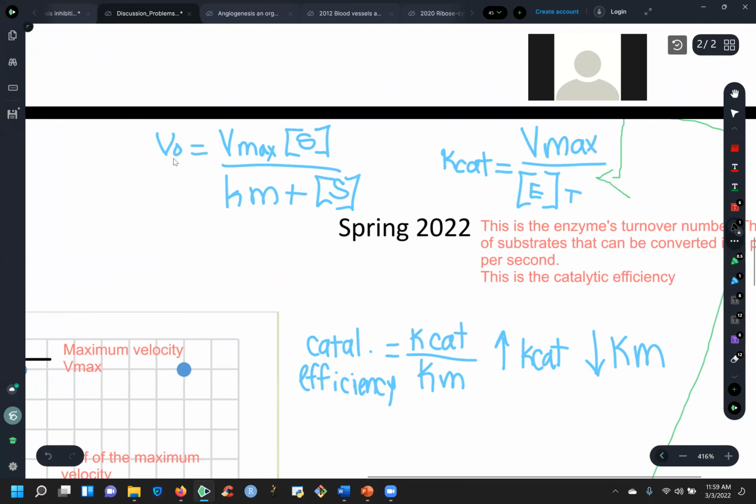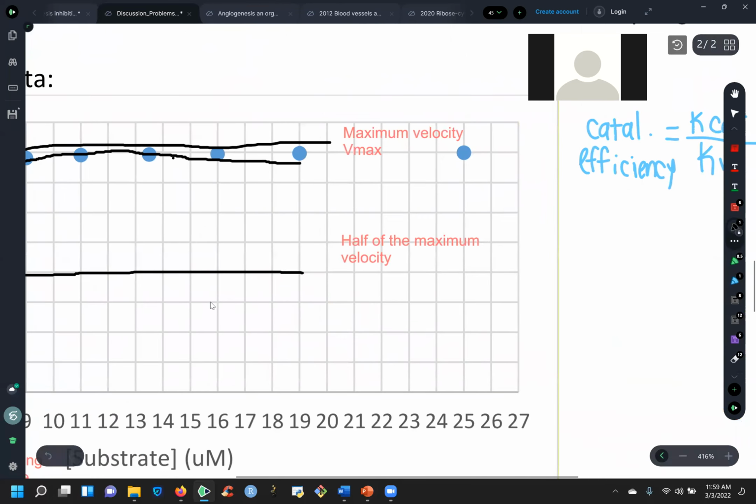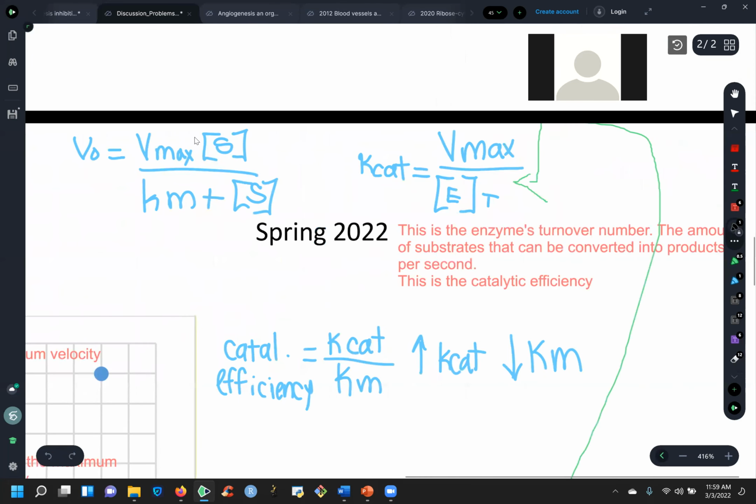So V naught, that's the initial velocity, and usually it's half of the maximum velocity. That would be like your V naught right here. So your V naught is equal to Vmax, that's your maximum velocity, times the substrate concentration divided by your Michaelis-Menten constant plus the substrate concentration. So that's one of your formulas. The other one is Kcat is equal to the Vmax divided by the enzyme concentration total.